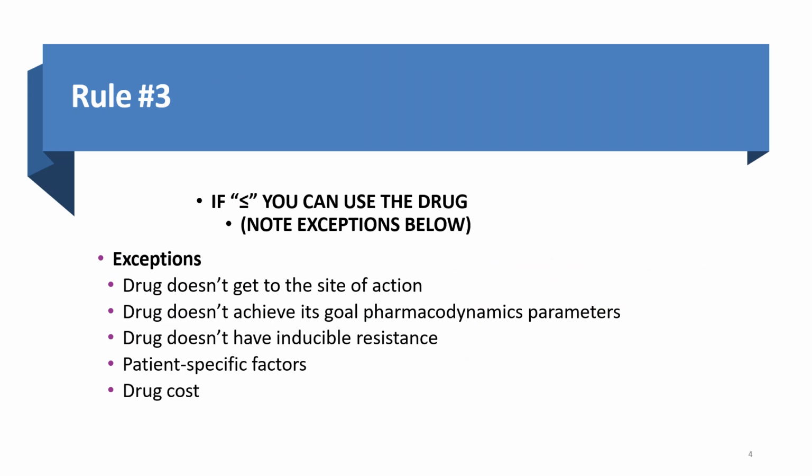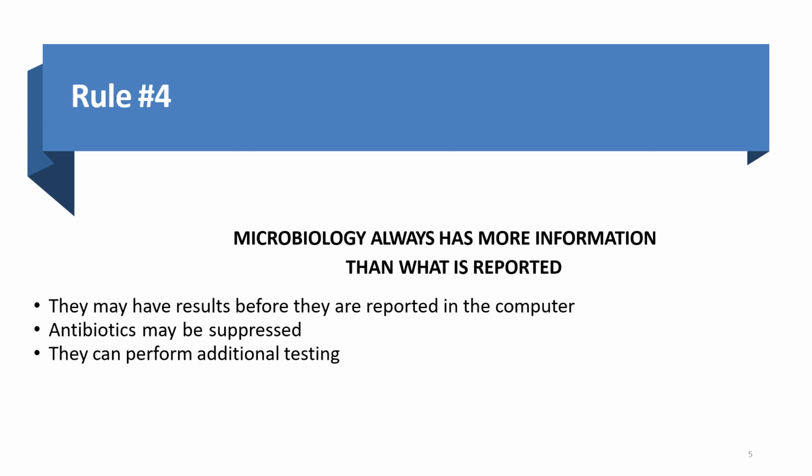Rule number three, if the MIC is sensitive, you can still use the drug, except when the drug doesn't get to the site of action, doesn't achieve pharmacodynamic parameters, there is inducible resistance, specific patient factors, and the drug cost. Rule number four, microbiology always has more information than what is reported.